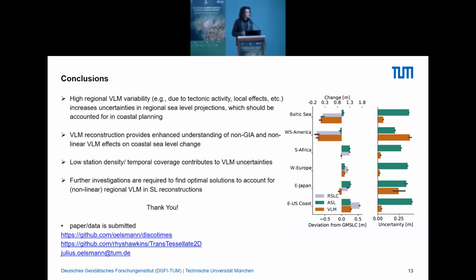So with this analysis, we want to put the focus on adequately modeling these nonlinear variations and accounting for that in future projections. And we also have to account for that if we correct tide gauges, for example, when they are affected by nonlinear vertical land motion. So that's important for validation of altimetry as well.